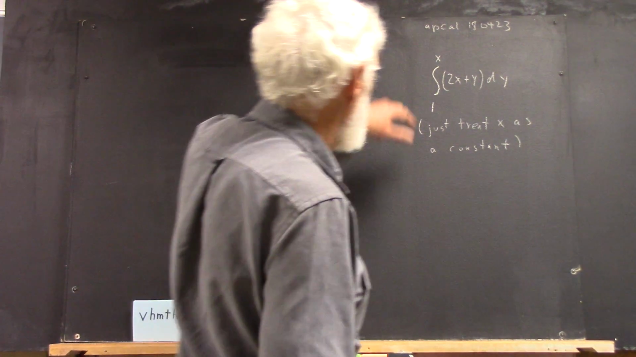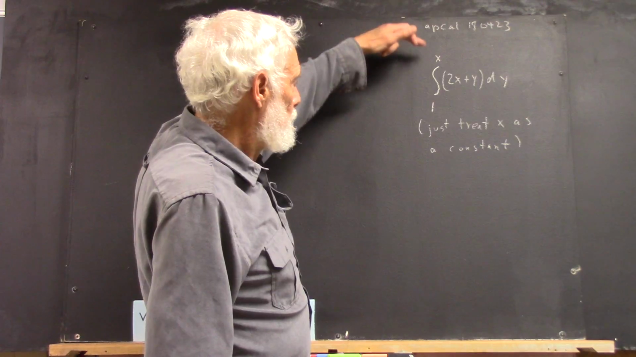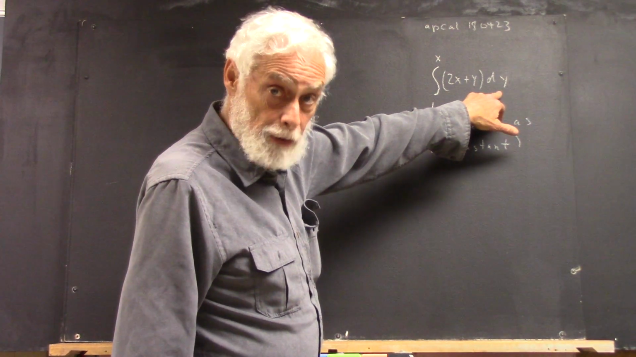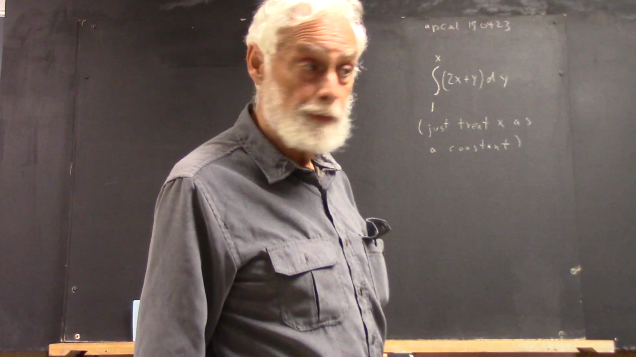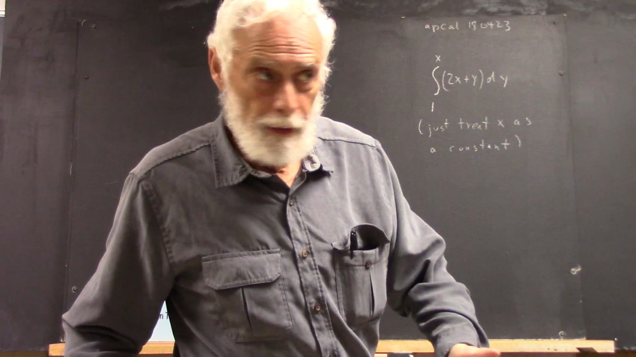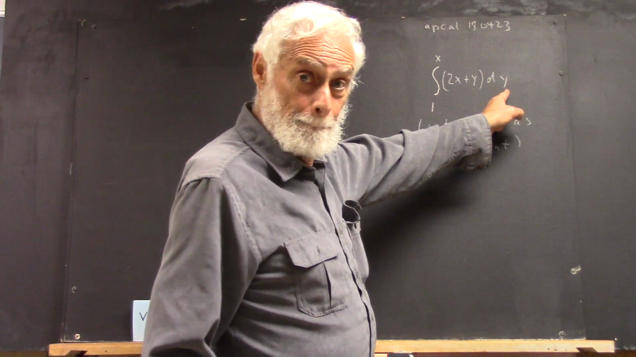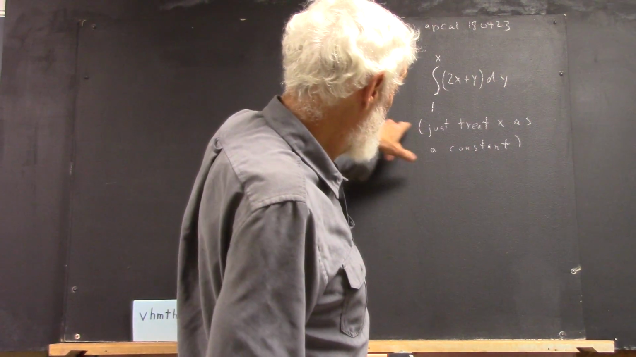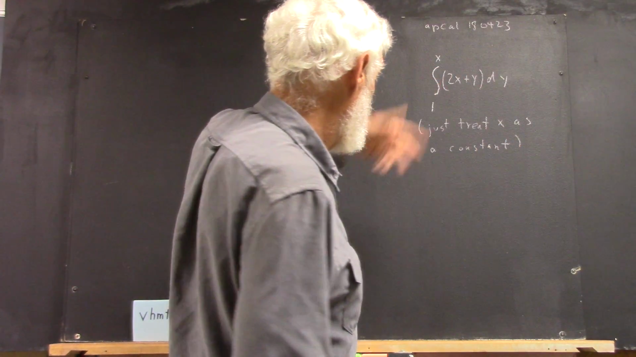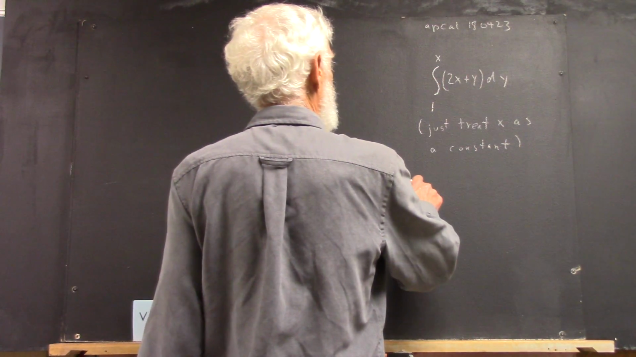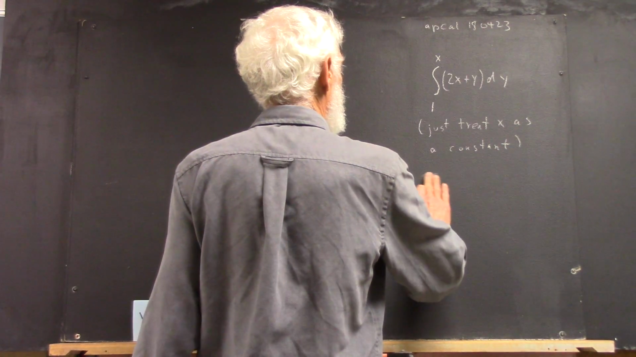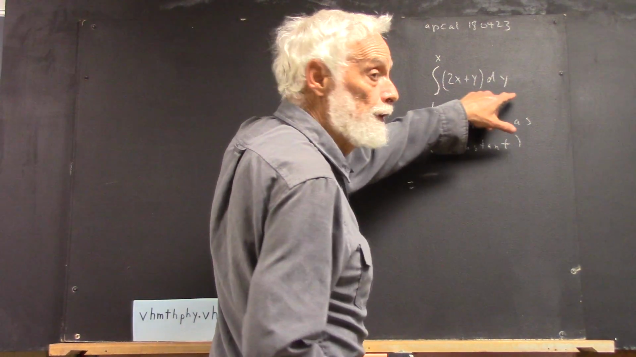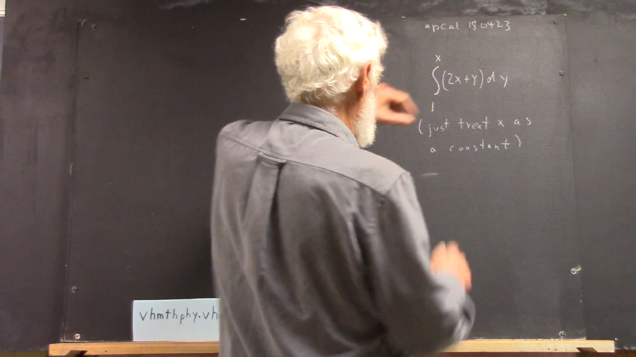Okay, so the question is, how do we integrate from 1 to x, 2x plus y with respect to y? Well, very simple. Just as we do with partial derivatives, we look at what is varying, and what's varying is y. X is treated as a constant. So we just treat x as a constant and do the integral. So this becomes the integral, well, we just do the antiderivative. If x is a constant, then the integral of 2x with respect to y is just 2xy.